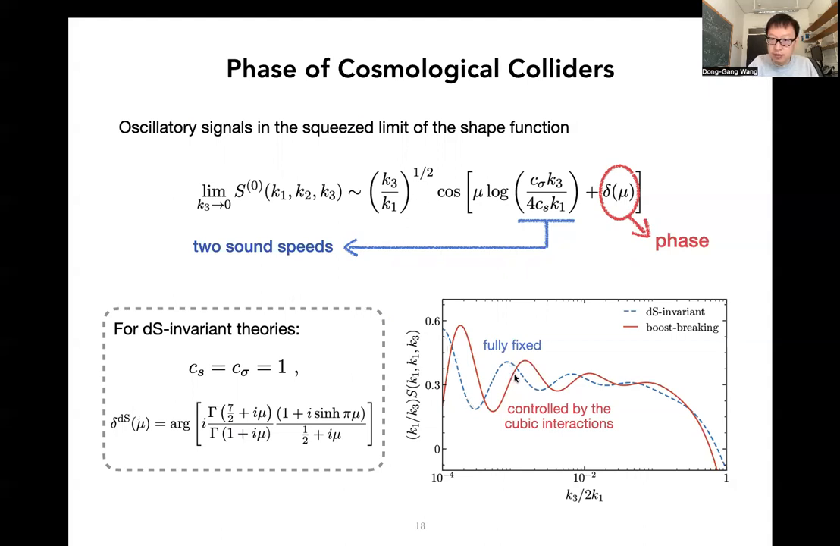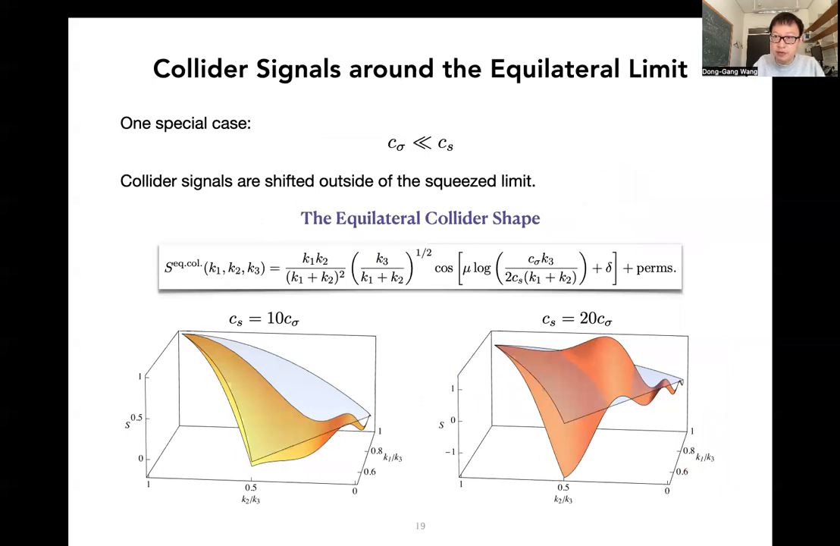So this blue curve is the result from the de Sitter bootstrap. And then for the boost breaking case, we found that we still have freedom to shift this phase parameter and also change the sound speed. So for the oscillatory signals, there can be more possibilities. One very special case that we found quite interesting is that if the sound speed of the sigma field is much smaller than the sound speed of the inflaton, then the collider oscillatory signals can be shifted outside of the squeezed limit. That is to say, we don't need to go to this u goes to 0 limit to identify the cosmological collider signal.